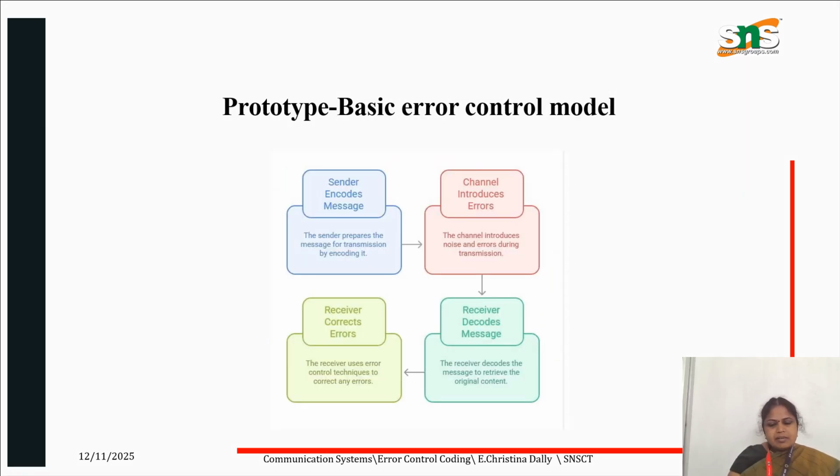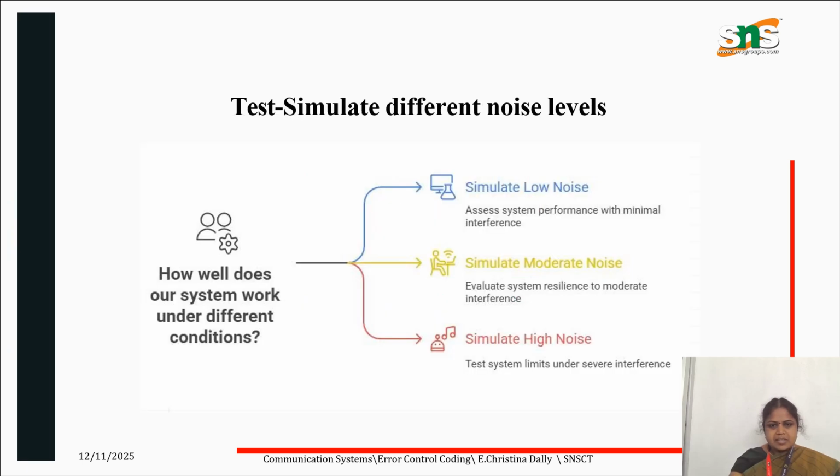What are all the things we have to include in the error control model? The first thing is we have to send the messages, so we have to encode the message. What is the role of the sender? He will prepare the message for transmission by encoding the data. When we encode the data, the channel introduces errors. So noise and errors occur during the transmission, and finally the receiver decodes the messages and uses the error control technique in order to correct the errors.